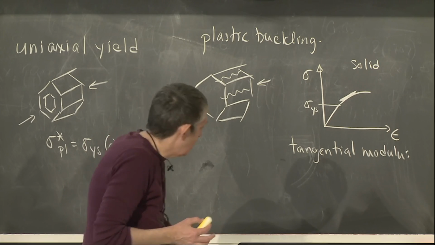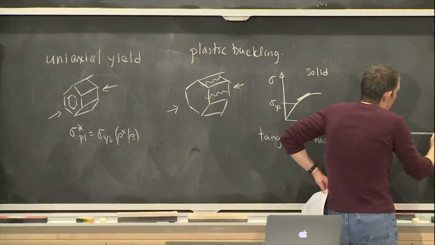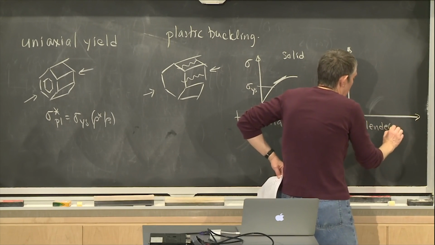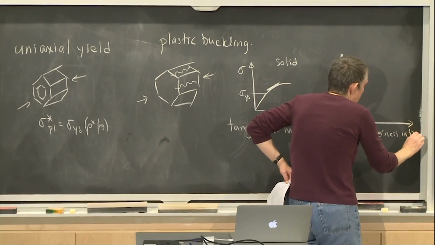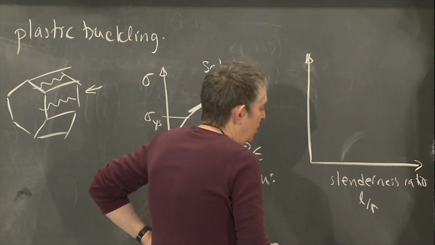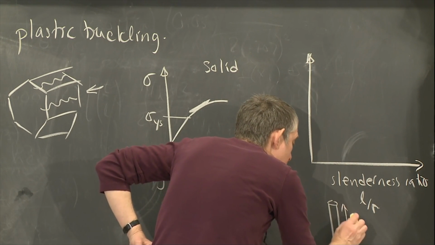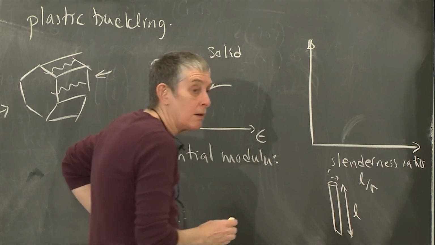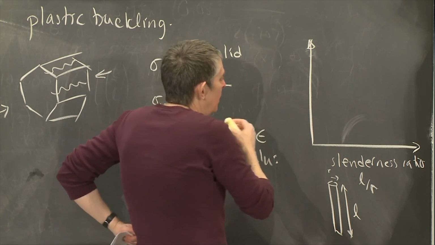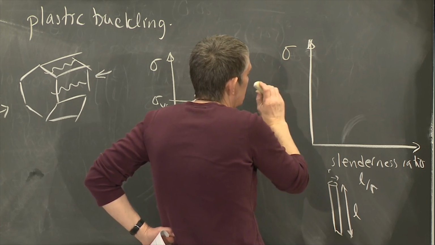One way to think about plastic buckling is through what is called the slenderness ratio, and I'm trying to remember, is that L over R? Imagine you had just a circular cross section and a length L. So you have a column here with length L and radius R. The longer it gets, the more slender it is, the higher the slenderness ratio is. And this, I think, is some sort of stress.